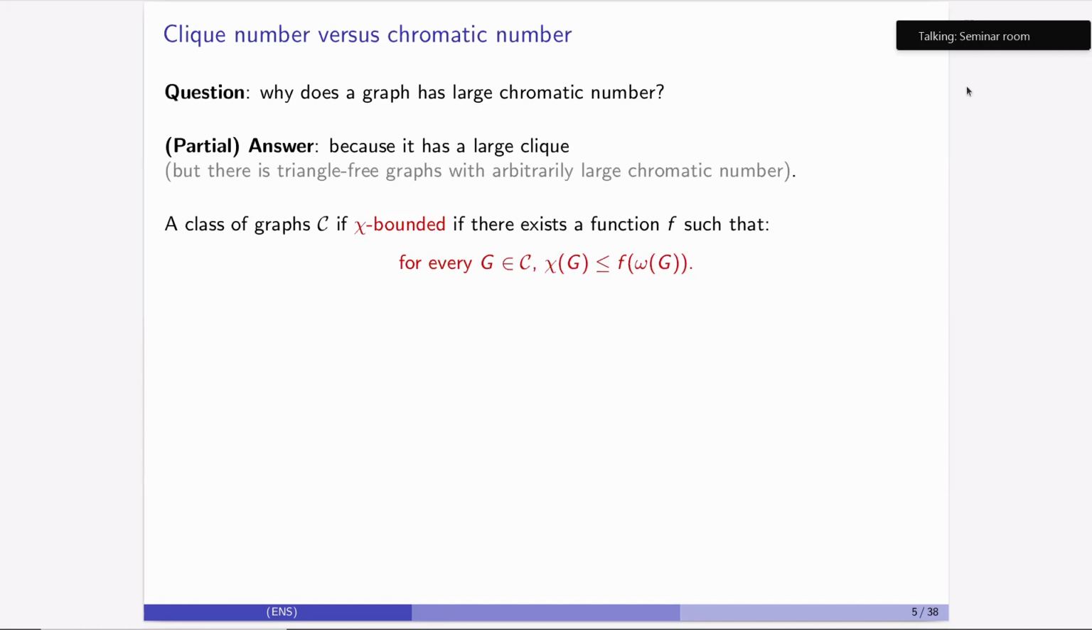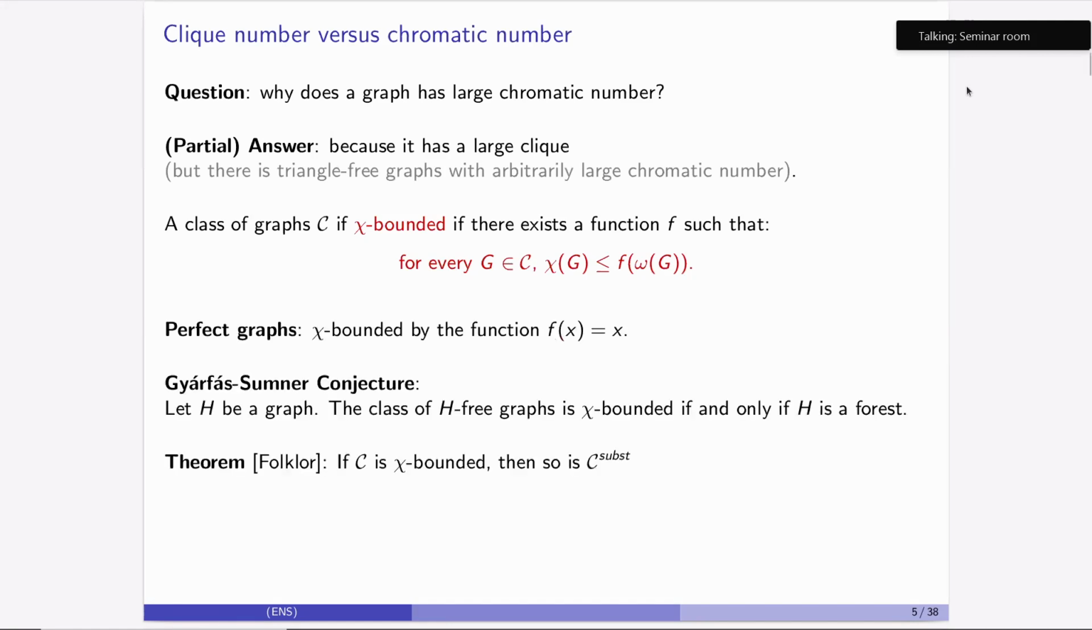So this is the notion of chi-boundedness, and it comes from perfect graphs. Perfect graphs are the class of graphs that are chi-bounded by the identity. It was then generalized first by Sumner, and then mostly by Gyárfás in a very beautiful paper called "Problems from the world surrounding perfect graphs", I think. Since then, chi-bounded classes have been studied a lot.